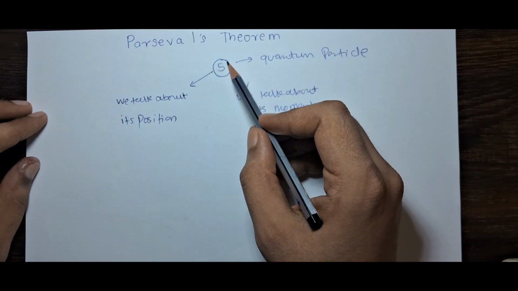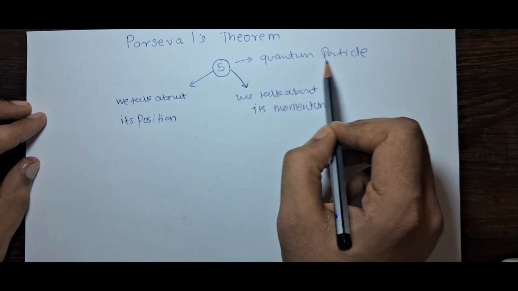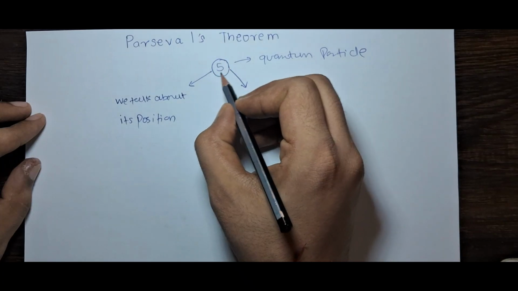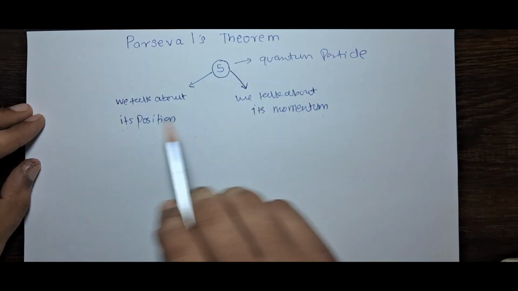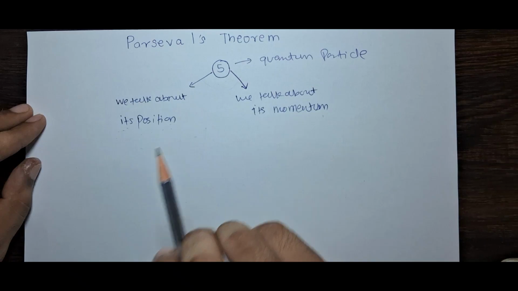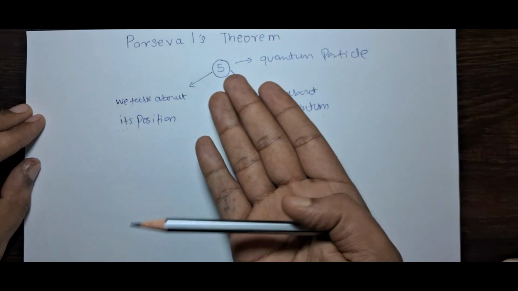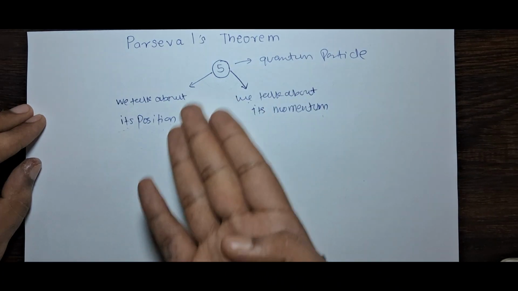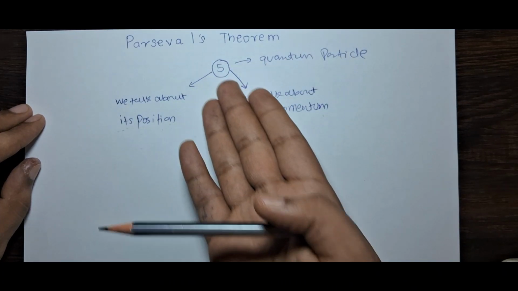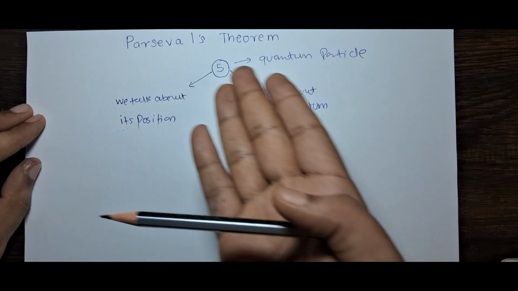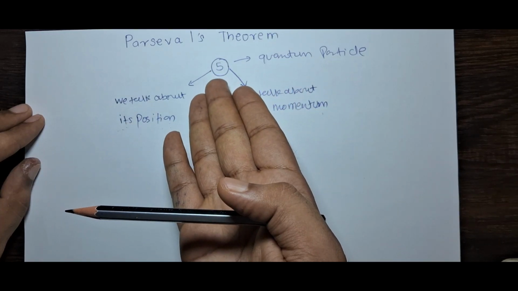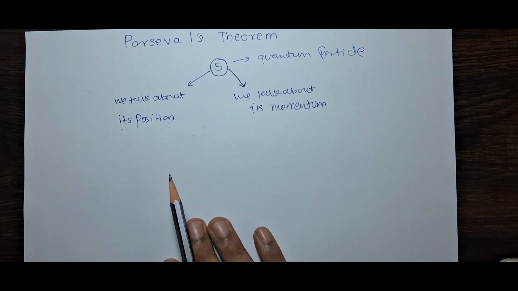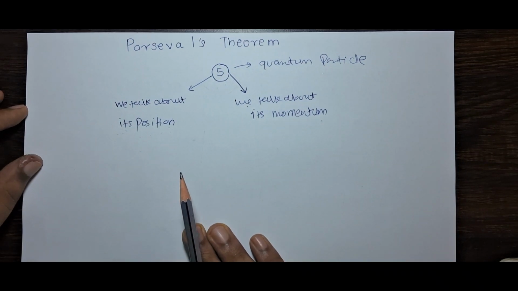Let's say we have this particle, a quantum particle, which has 5 units. The 5 units here represent its energy. Parseval's theorem basically means that whether we find its position, where this quantum particle is located, or how fast it is moving, the energy remains fixed. In this context, it is 5 units. Now we move to the definition and mathematical understanding.